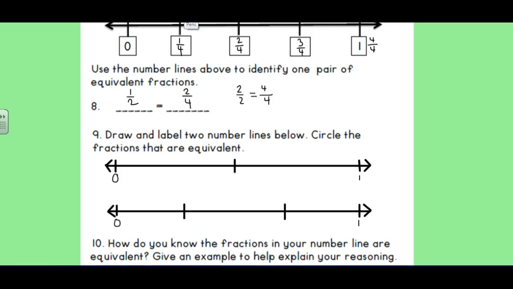So now we're going to start labeling. If I know that 0 is 0 halves, I know that this first line right here is 1 half. And I know that this 1 is actually the same thing as 2 halves. And then down here on the bottom, if this is really 0 thirds, then we're going to label this first one 1 third. And then we're going to go to 2 thirds. And then we're going to go to 3 thirds.